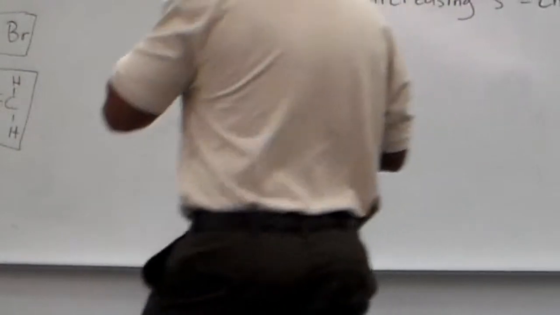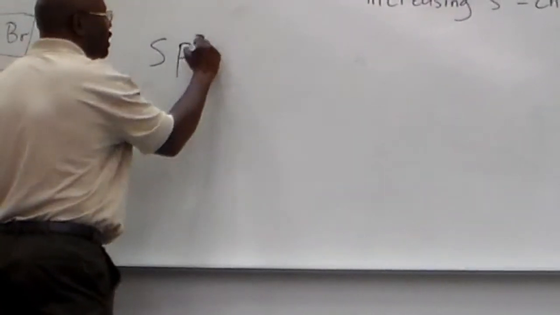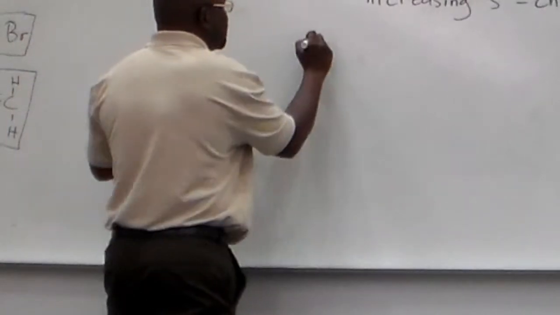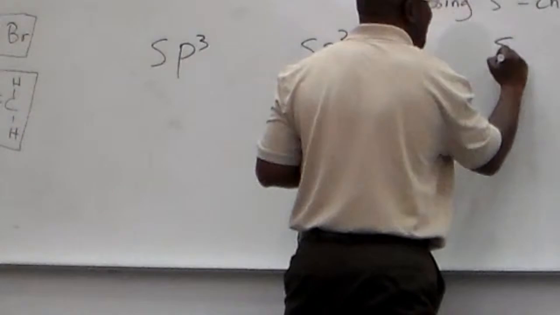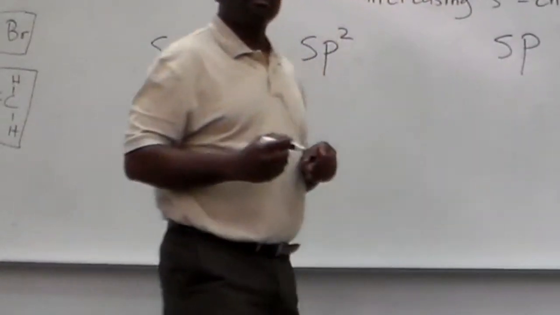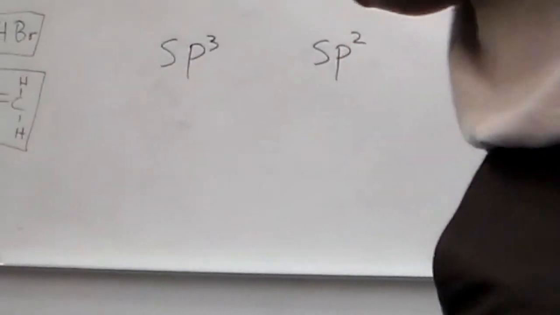Now for the carbon atoms, we have a carbon-carbon single bond, which will be sp3. A carbon-carbon double bond will be sp2. And a carbon-carbon triple bond will be sp. And we're going to see if it makes sense with this increase in s character.